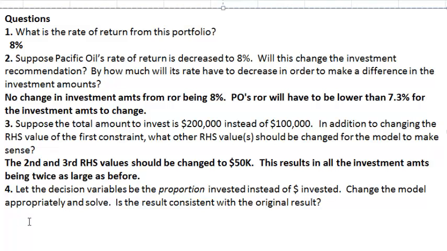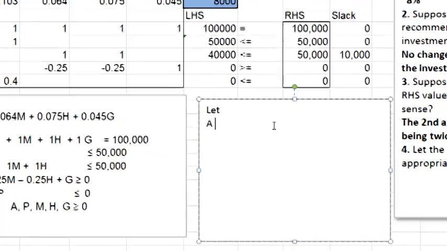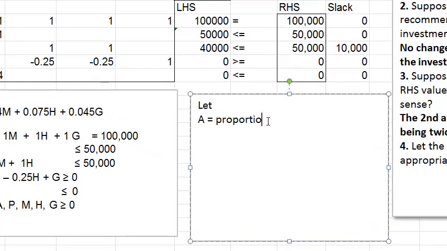Now, what if we use different decision variables? What if we let the decision variables be the proportions invested instead of the dollar amounts? We could formulate the model that way, and we should reach the same decision. So let's try defining our variables this way. Let A be the proportion invested in Atlantic oil, P, same, invested in Pacific oil, M, H, G, similar definitions.